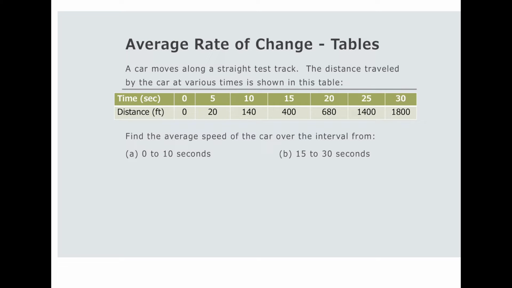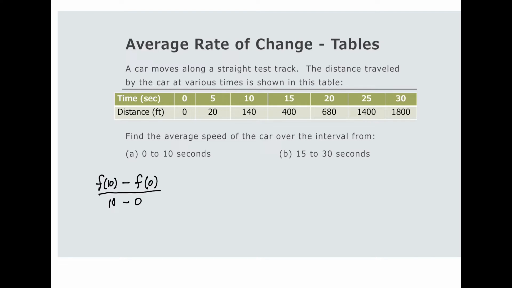So let's look at an example when it comes to a table that's given to us, where a car moves along a straight test track, and the distance traveled by the car at various times is shown in the table. So we have different times and different distances that have been traveled at those points. So we want to find the average speed of the car over the interval from 0 to 10 seconds. So if I want to find the average rate of change, again, this can be thought of as a slope. I'm going to take the f of 10 minus the f of 0 and divide that by 10 minus 0.